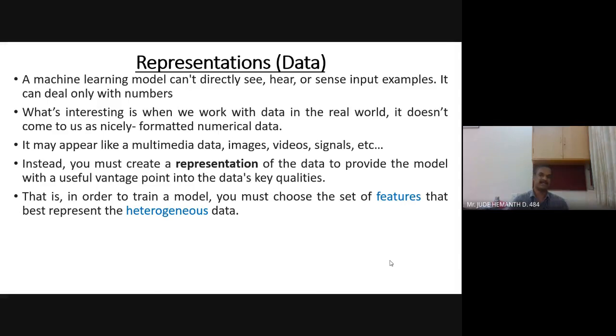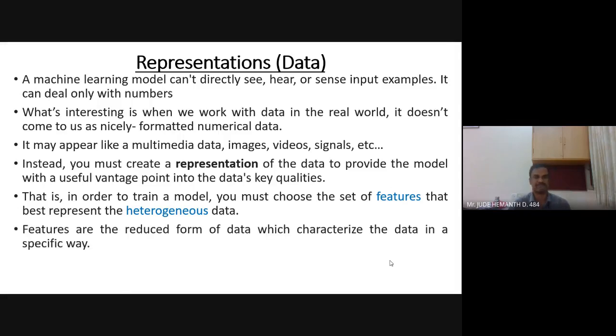When you go practically into machine learning, maybe now in a mini project, or when you go to a major project, every time you work with ML, this word features is always going to ring in your ears. Very, very important. Features are nothing but a numerical representation of data, specifically and crisply characterizing the unique nature of that specific data. But that should be taken from heterogeneous data. You have video, images, signals, depending upon your specific application.